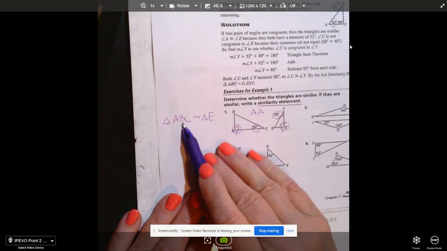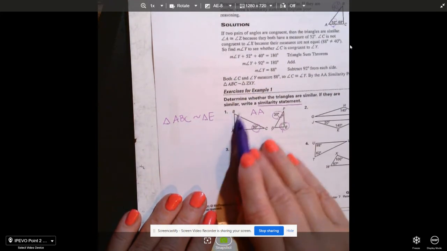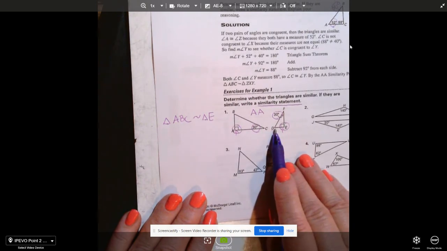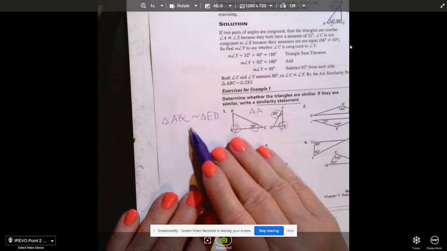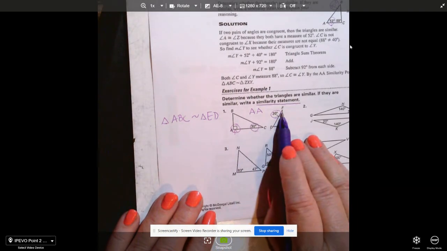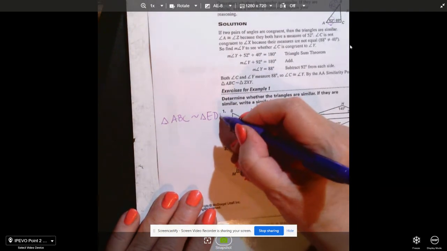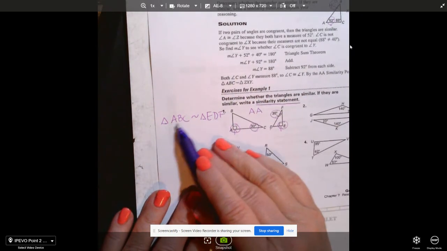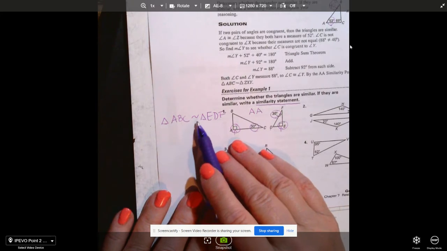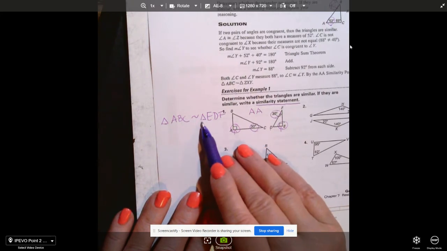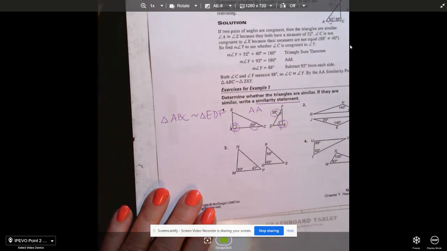Then I went to angle B. Well, B is an angle that's not marked at all, so I have to go over to D, which is my other angle that's not marked at all. And then C is my 30-degree angle, and that corresponds to F. So I have triangle ABC is similar, remember, this little squiggly sign means is similar to, triangle EDF.